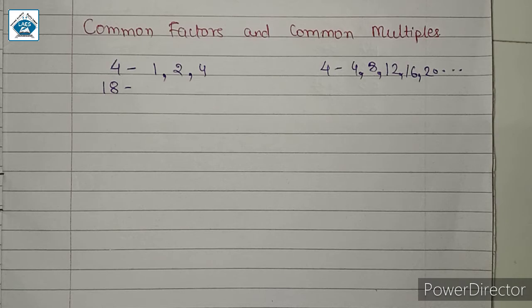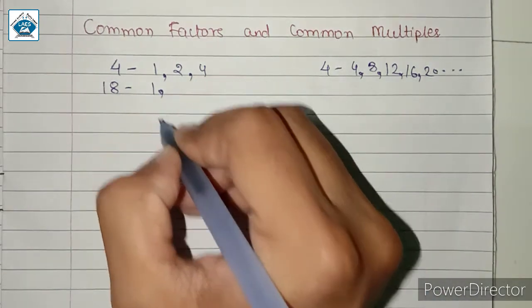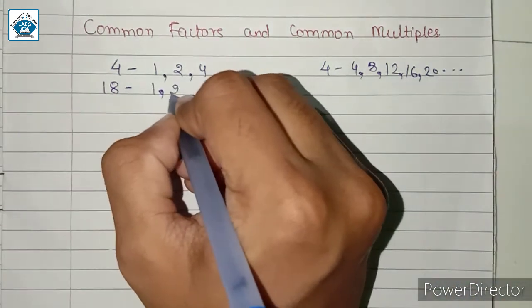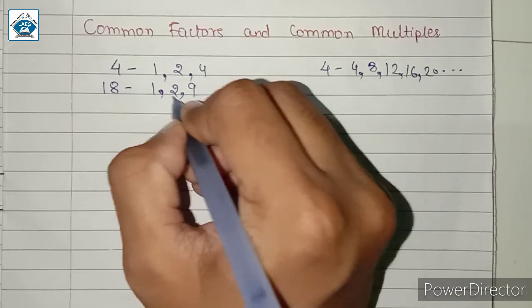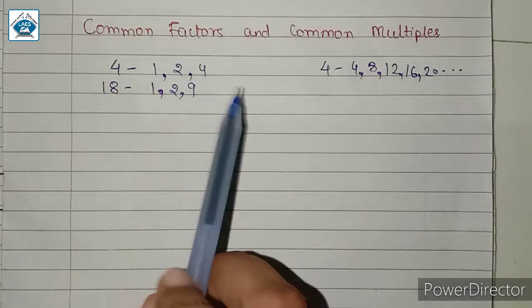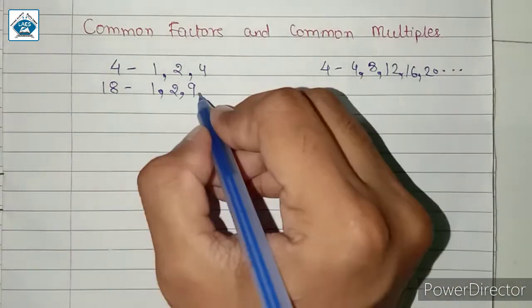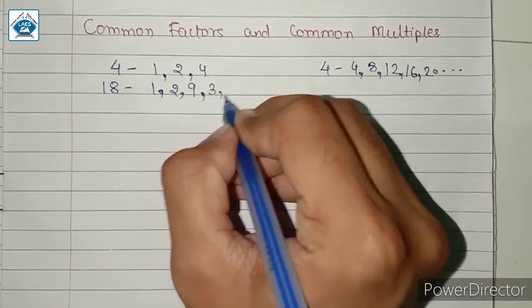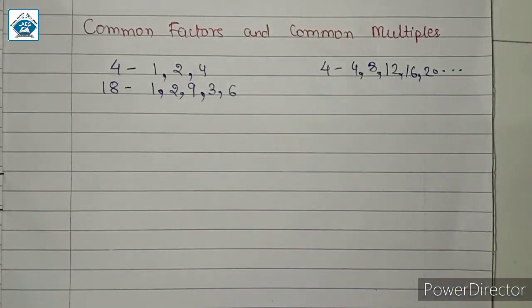18 के फैक्टर्स कौन से होंगे, 1 तो होगा ही. 2 के टेबल में 18 आता है, 2 9 ज़ा 18. So 2 और 9 दोनों के टेबल में 18 आता है. 2 9 ज़ा 18 and 9 2 ज़ा 18. Next 3 के टेबल में 18 आता है, 3 6 ज़ा 18. So 3 multiplied by 6 and 6 multiplied by 3 both are 18.